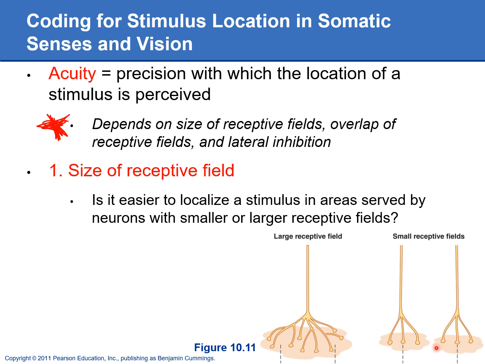But if you have a smaller receptive field and somebody were poking you with the pencil, you've got a much smaller area to localize where you're being touched with the pencil. Okay, so it's going to be much easier to localize exactly where you're being touched if you have a smaller receptive field.